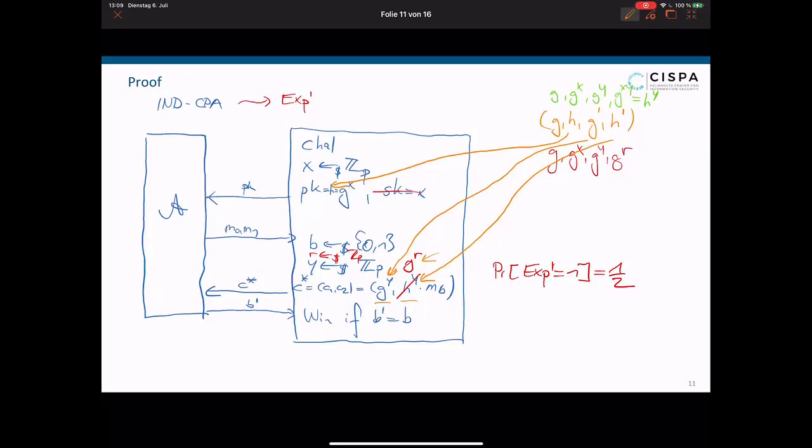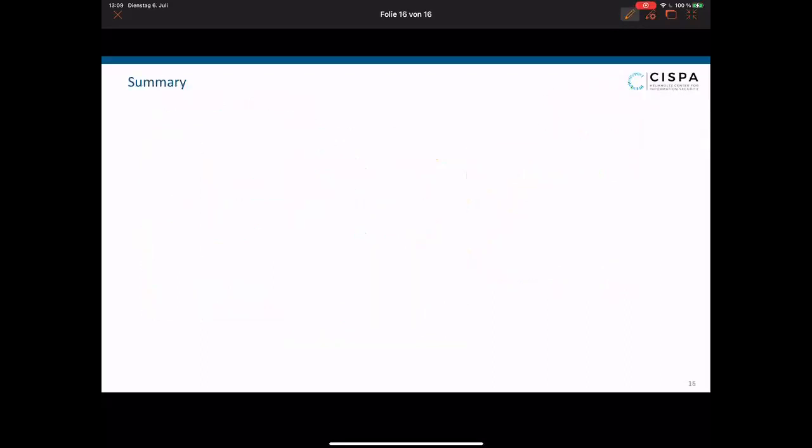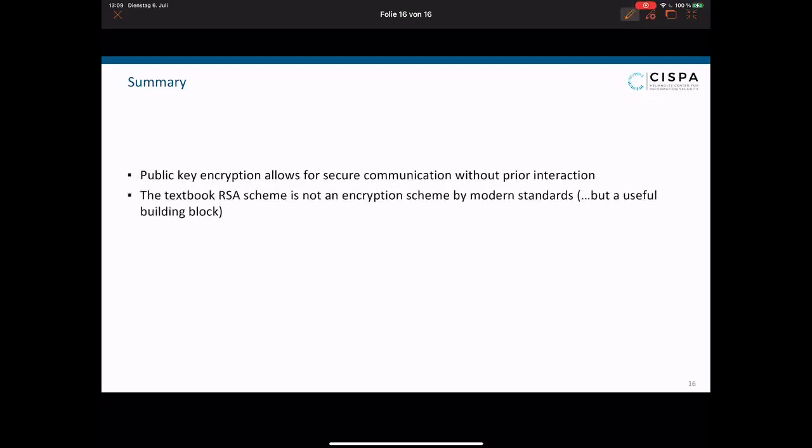There, I actually did it with all the details. Okay, good. Now let's quickly summarize this. Public key encryption allows for secure communication without prior interaction. I can talk to people who I've never met before, who I've never initiated a conversation with.